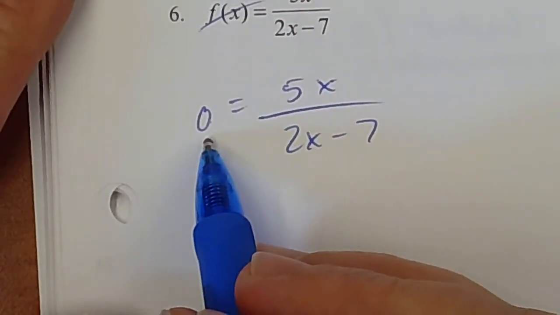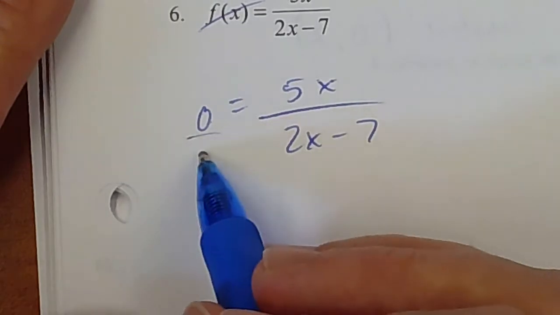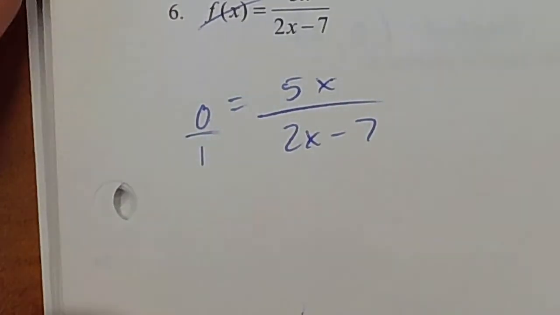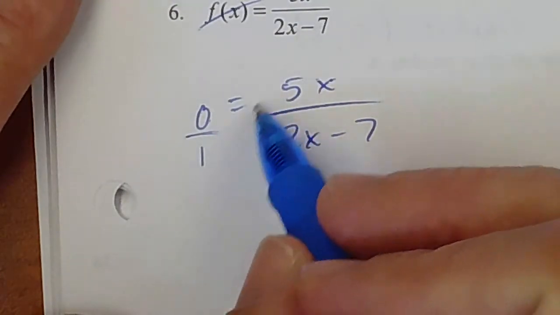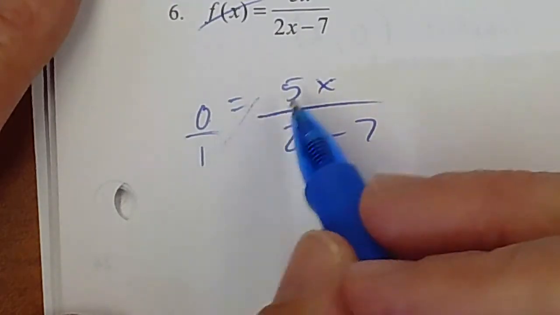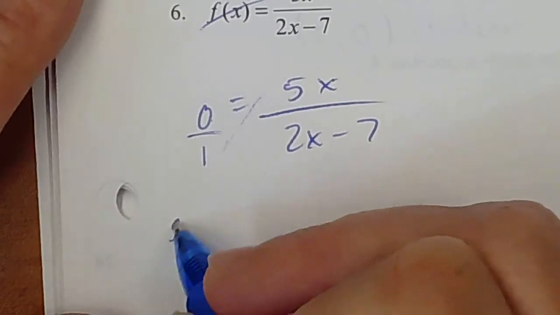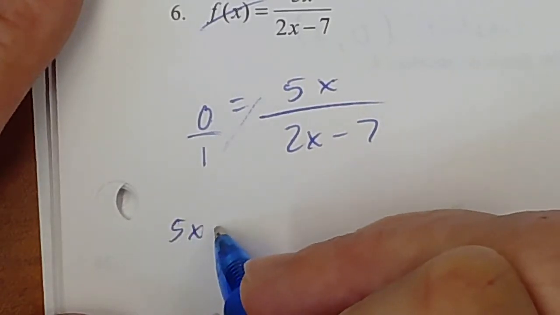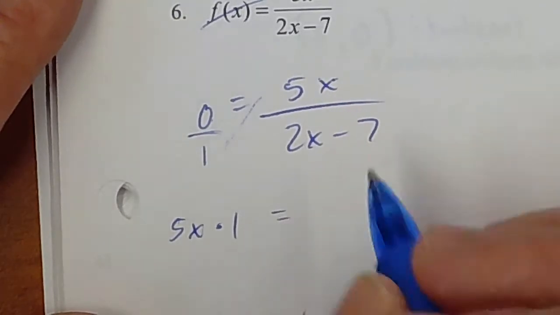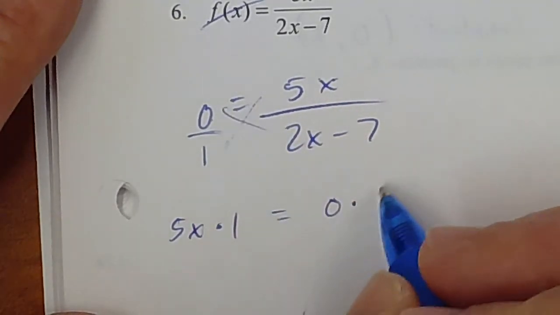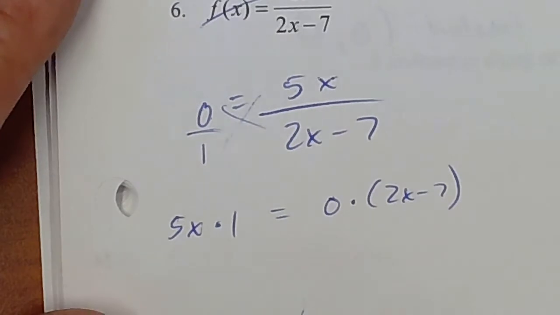So you might be wondering, well, 0 is not a fraction, but any whole number, we can always put it over 1 and make it a fraction pretty quickly. So if I just cross multiply this and set it equal, this will get it out of fraction form. So I say 5x times 1, which is 5x, but I'm just writing it down so you see the cross multiplication, equals 0 times 2x minus 7.